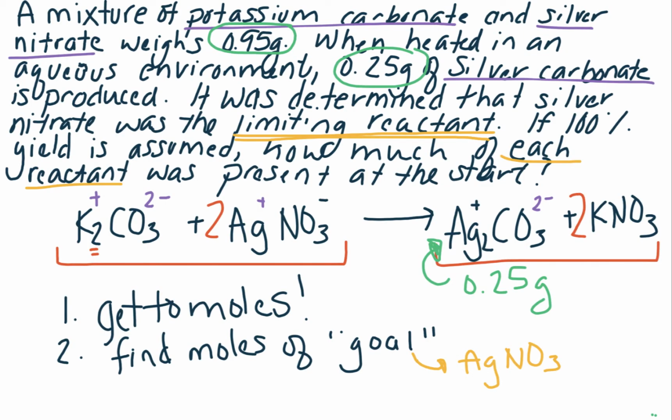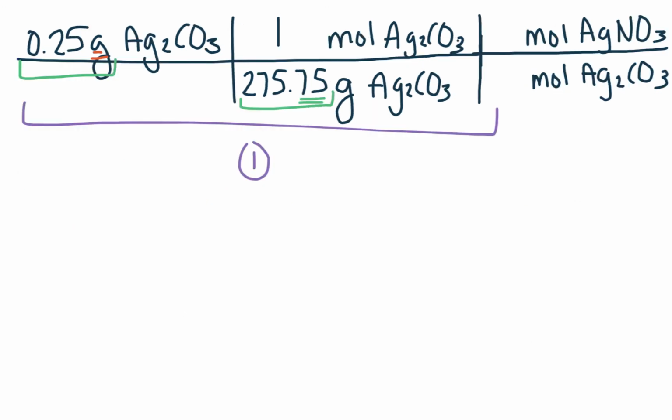By looking at this equation, we see that there's 1 mole of silver carbonate for every 2 moles of silver nitrate. So we can bring that ratio over here, and we had 1 mole of silver carbonate and 2 moles of silver nitrate. That's why we need the balanced chemical equation, so we can see how many of each is needed for the reaction. This is step 2.